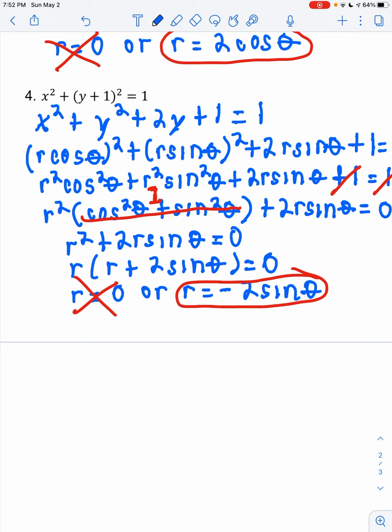All right, so I hope you understand that converting from a rectangular equation to a polar equation is actually quite easy. All we need to do is replace each x in the equation with r cosine theta and each y in the equation with r sine theta. And then we do want to solve the equation algebraically for r.